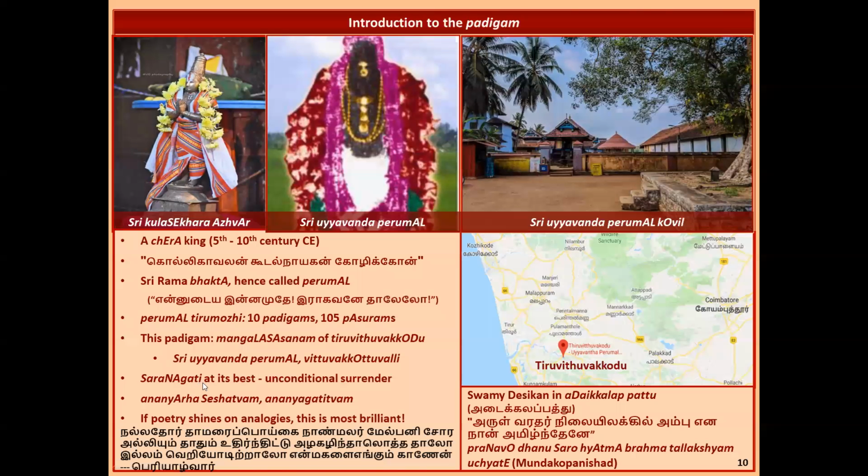Now, the Sharanagati part. Like I said, there are several Acharyas, several AzhvArs who have captured the idea of Sharanagati. Just to give you an example, in Swami Desikan's Tamil work, Adaikala Pattu, it says, Arul Varadar Nilayilakil Ambenanan Amindene. He compares himself to an arrow. So he says, I am an arrow. I shot myself straight at the merciful Varadan's Nilayilakil, the fixed target.